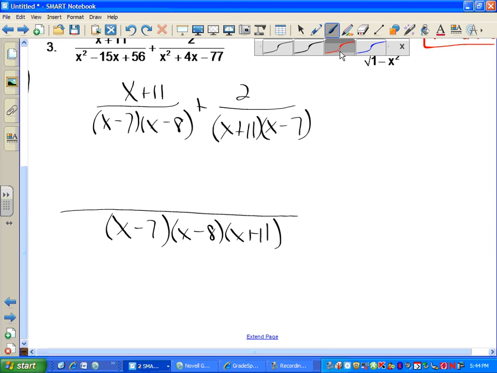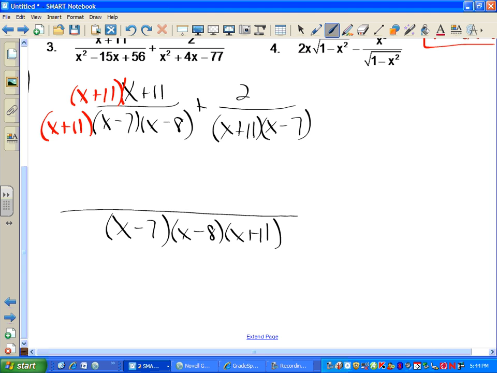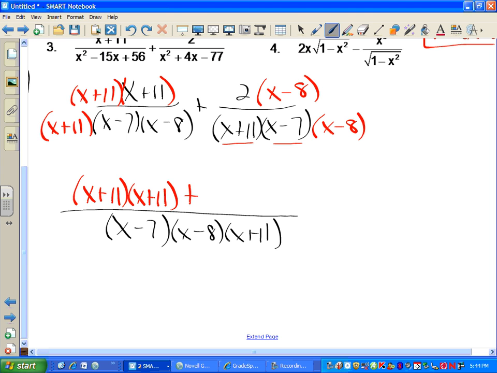So since we have the x minus 7, the x minus 8, this first fraction needs the x plus 11. So since I put it in the bottom, I have to put it in the top. Be careful, it's kind of tricky since there's already an x plus 11. But now you have two of them. Plus, now on the second fraction, I have my x plus 11 and I have my x minus 7. I'm missing the x minus 8. Since I put it in the bottom, I have to put it in the top. There we go. Now I'm ready to distribute and collect terms.